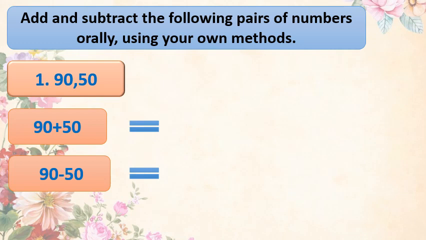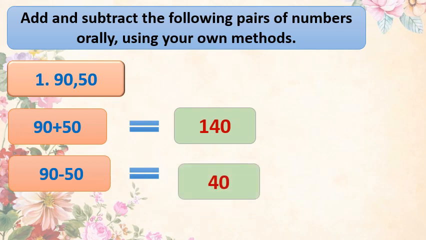On your fingers also you can count 9 plus 5, because 0 is there in the units place. Right? 9 plus 5 is 14. One more 0 we will give, so 140. And 9 minus 5, what remained? 4 remained. One more 0, so that is 40. You can use any of your methods.